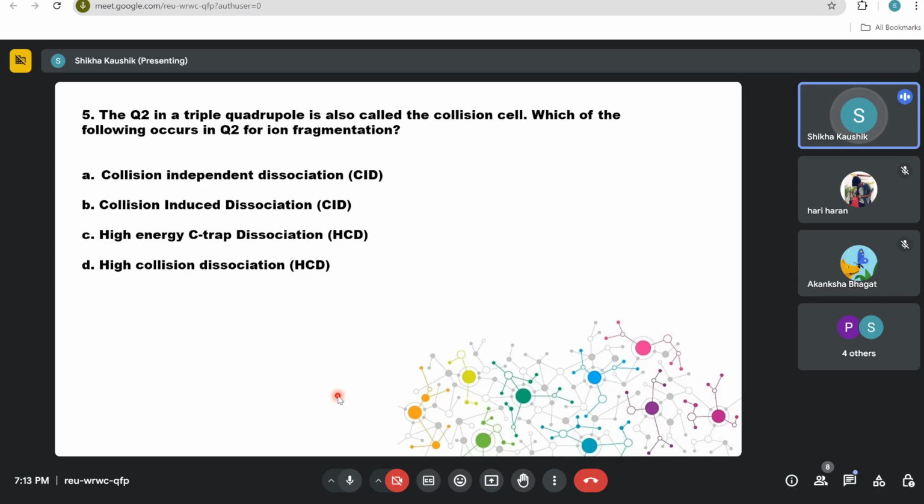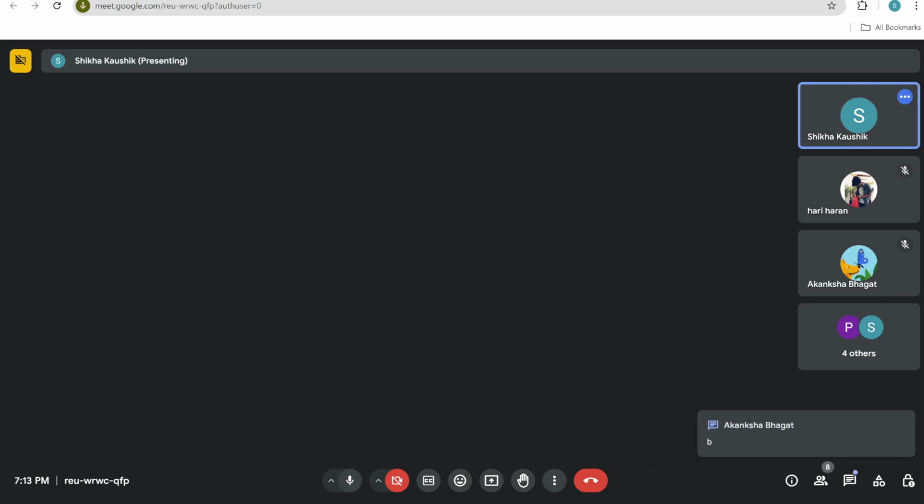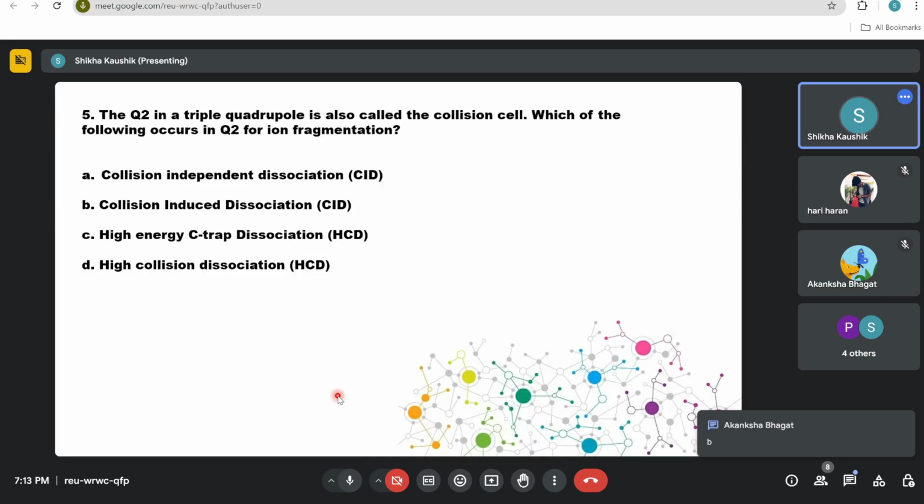In all our diagrams I have shown you this thing. Okay, Akanksha, yes, you are right. It is collision induced dissociation.